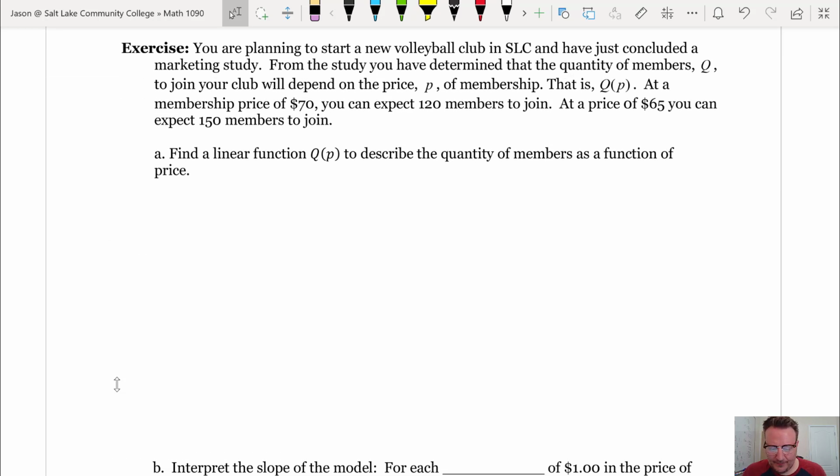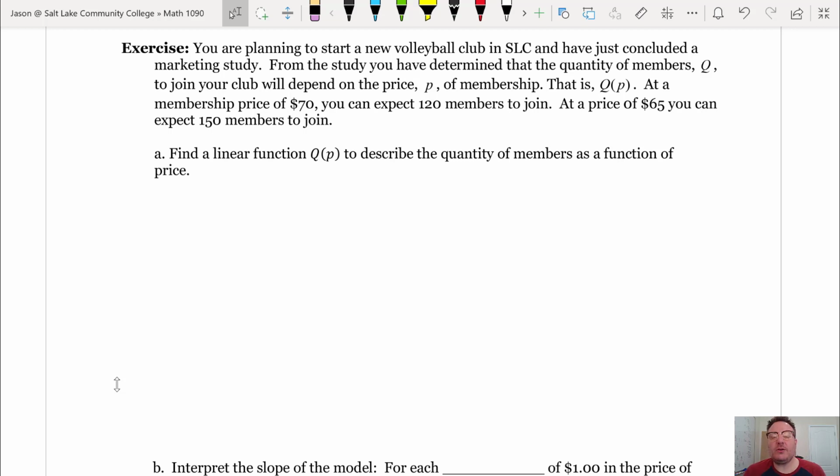Okay, next exercise. You are planning to start a new volleyball club in Salt Lake City and have just concluded a marketing study. From the study, you have determined that the quantity of members Q to join your club will depend on the price P of membership. That is, Q is a function of P. At a membership price of $70, you can expect 120 members to join. Okay, that looks like a pair of numbers to me, 70 and 120. And at a price of $65, you can expect 150 members to join. That's another pair of numbers, isn't it?